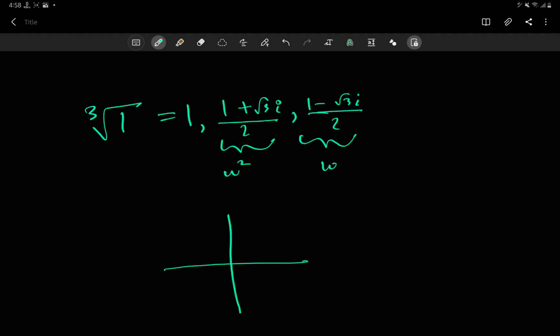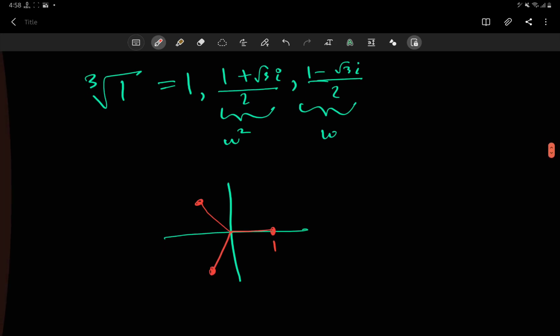If we actually plot the 3 roots, the first root is here, 1, the second root is somewhere around there, and the third root is somewhere around there. So I think the values should be -1 plus root 3 and -1 minus root 3 or something like that. Like I said, I actually don't know. But in polar format, this is very easy to write.